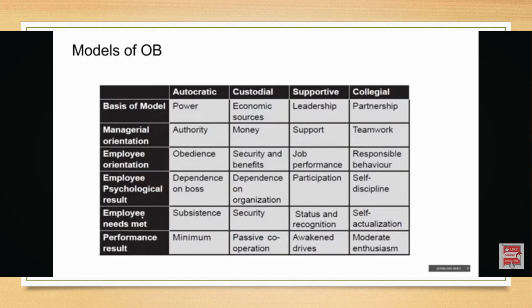Here I have given the summary points for the four models. It explains the basis of the model, the managerial orientation of the model, the employee orientation of the model, the employee psychological result, the employee needs met, and the last, the performance result. So just go through this slide carefully and you will understand these four models.